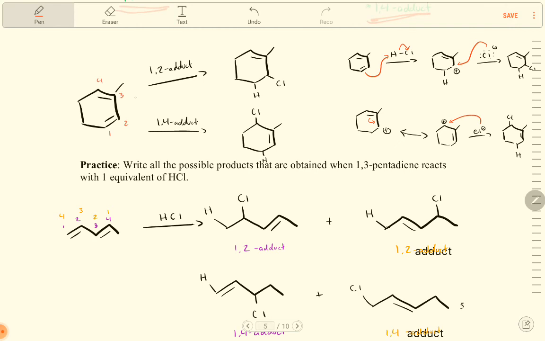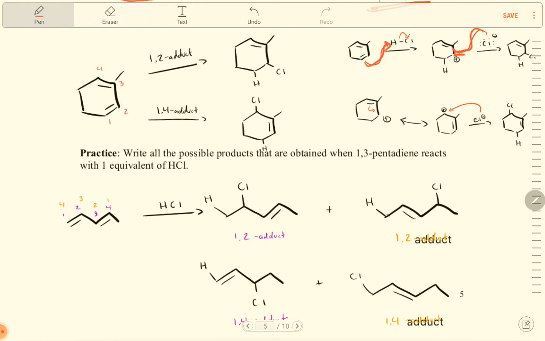So this is more explanation. I would highly suggest that when you draw, you follow how the pi electrons from the conjugated system attack and form the allylic carbocations, then Cl minus attacks, and how the product forms. 1,2 and 1,4 products form.